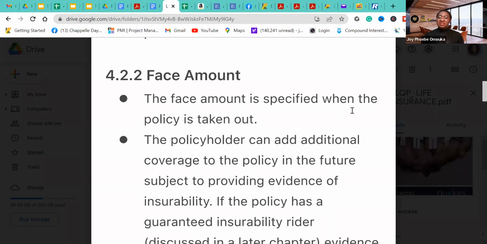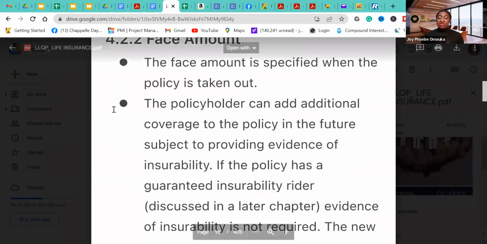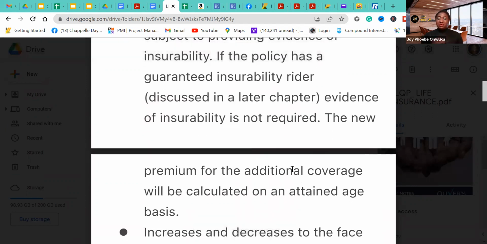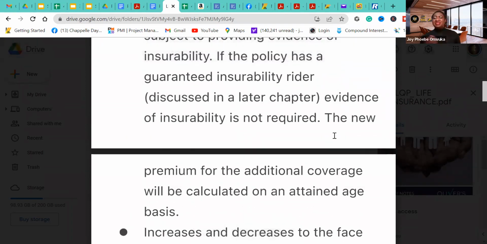The face amount is specified when the policy is taken out. The policyholder can add additional coverage to the policy in the future, subject to providing evidence of insurability. If the policy has a guaranteed insurability rider, which is discussed later in this chapter, evidence of insurability is not required. And the new premium for the additional coverage will be calculated on an attained age basis. What is this talking about? You see insurability, you see here attained age, and you've seen this before, haven't you? All right.